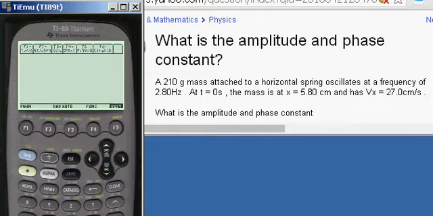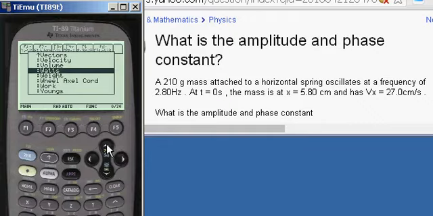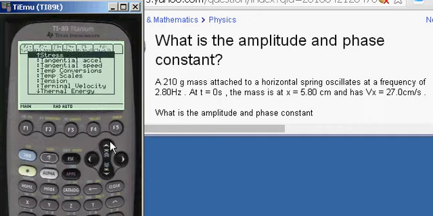I'm going to go up because S is closer to the bottom of the alphabet than the top, so I'm going to scroll up and go to the bottom of the alphabet of my menu, and I'm going to scroll up to the S section and look for springs.